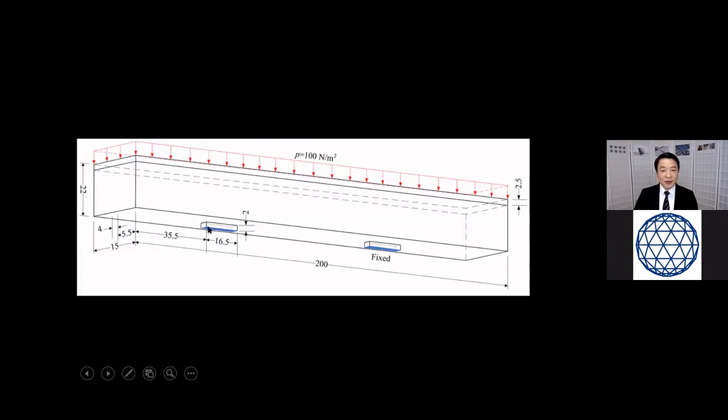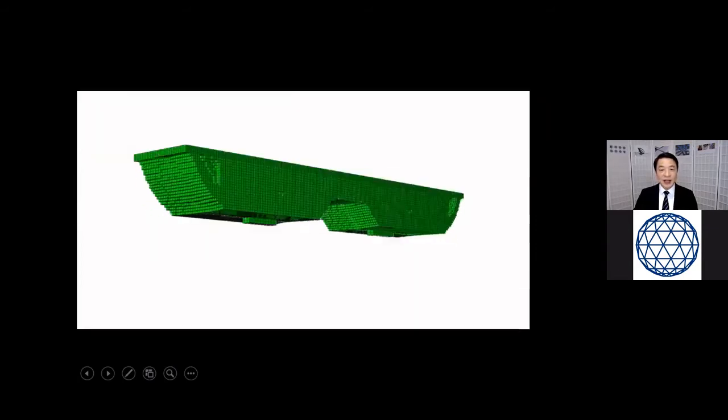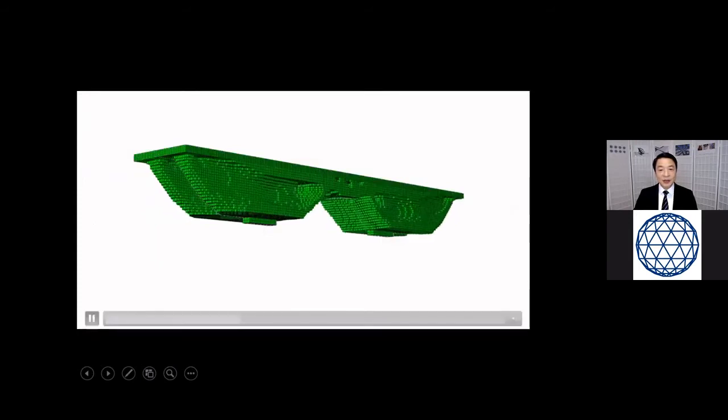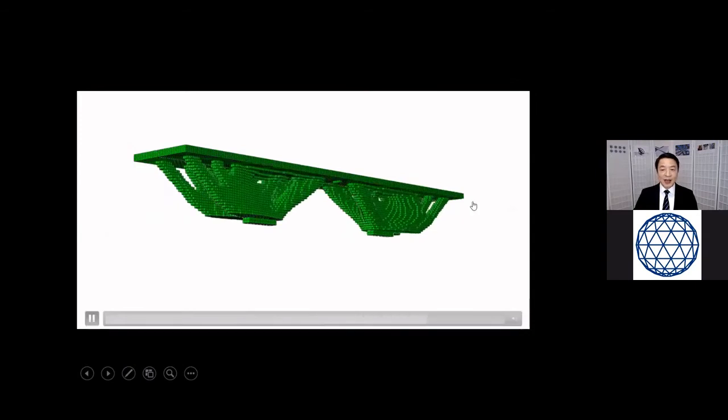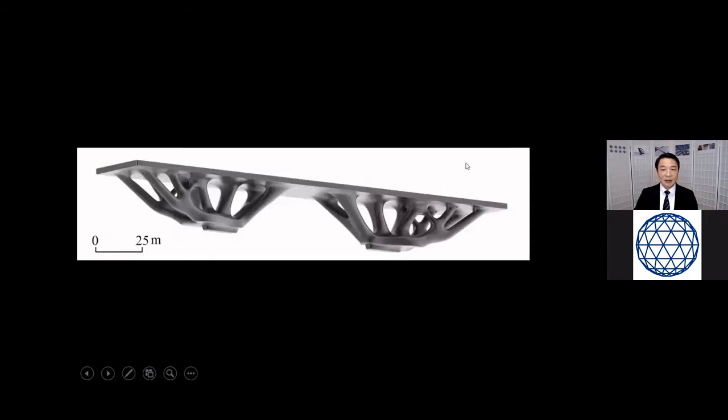So if we fix the two bottom parts and put uniformly distributed load, by gradually removing the inefficient material and adding material to the critical locations, we would see this process. And after about half an hour on the computer, you would see an outcome like this. And there are many other examples.